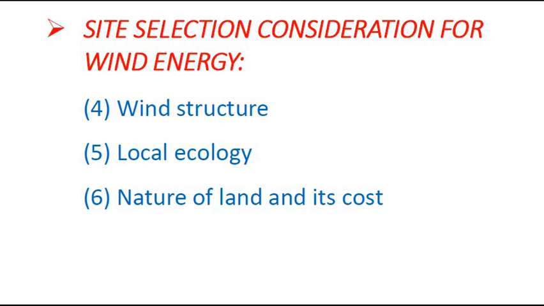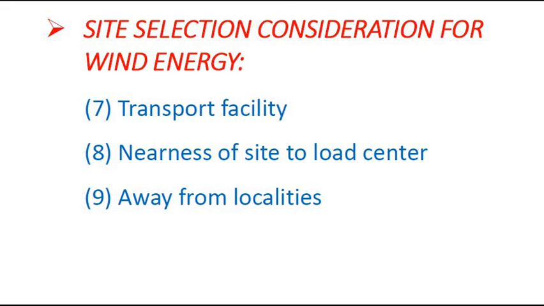Now, the seventh factor is transport facility. There should be transport facility for the transportation of heavy machinery, structures, materials, blades of the wind system, etc. So the site should have easy transportation facility for providing this type of machinery.